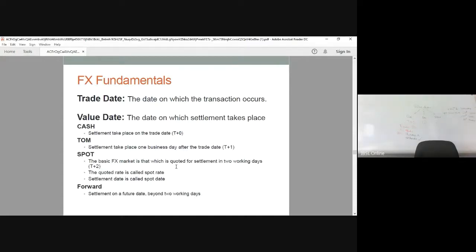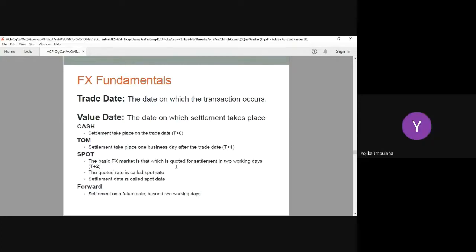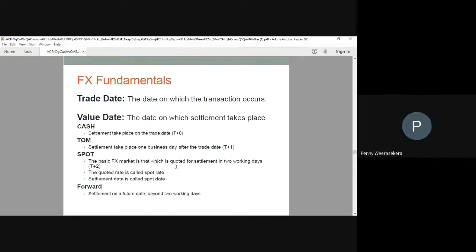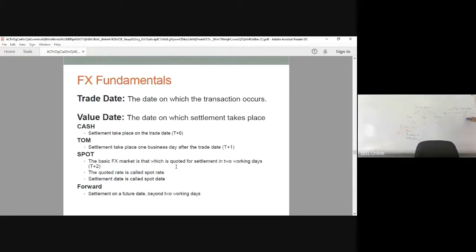December, Wednesday. Then what is the spot value date? 29th Monday. 29th Monday. 28th. 28th is Monday, 29th is Tuesday. What is the spot value date? 24th December, Wednesday.